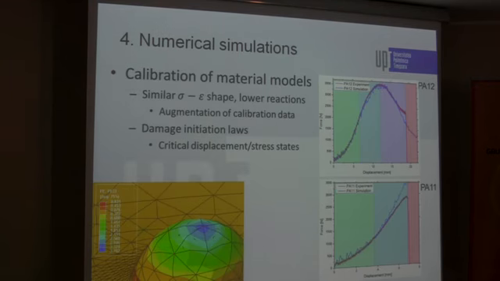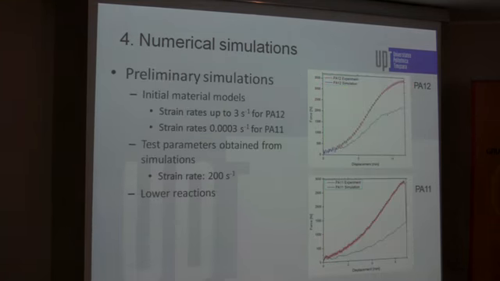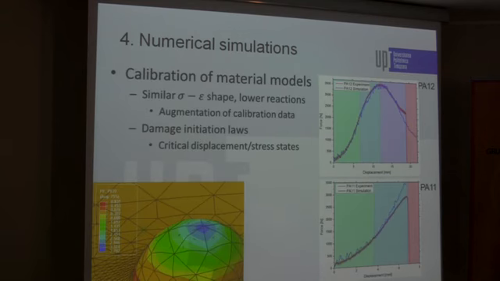So, the calibration of the material models. Initially, considering the similar shape of the curves, we just used an augmented material model. We amplified the stiffness with a factor to obtain stiffer material models, and we could see that we have accurate results, only that the material doesn't break. So we divided these responses into several regions.